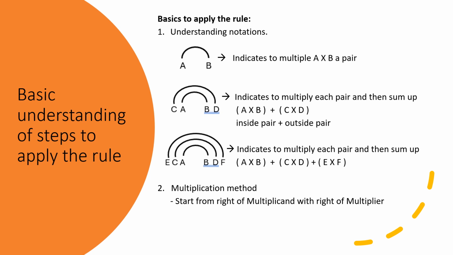And in the third example you can see that there is a pair of EF, CD and AB. We'll have to multiply each pair and then sum up. So these are the notations that we are going to use in this methodology. And in the multiplication method, we will always work from right to left. So we will start multiplying the digits from the right of the multiplicand to the right of the multiplier.